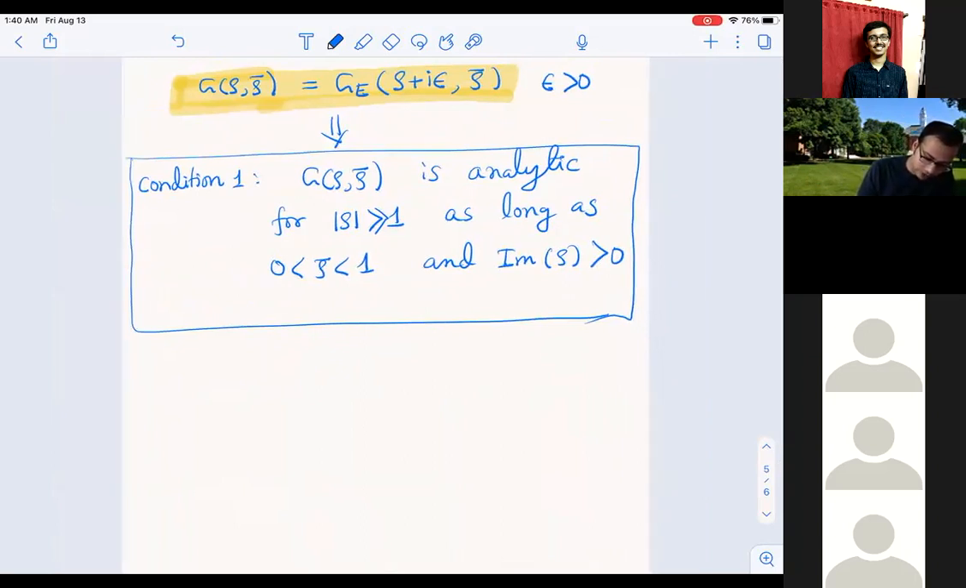Okay, so this is condition 1. Now I'll talk about a positivity condition.